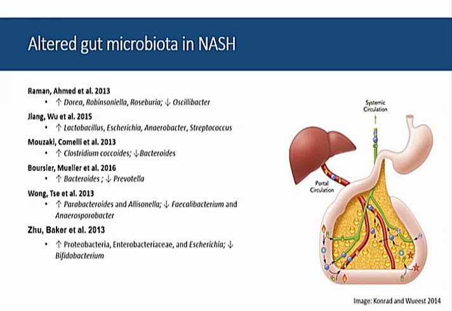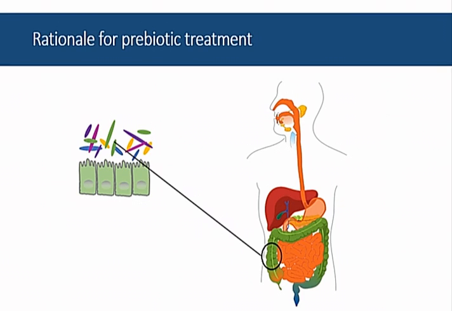Now, some of those bacteria that are increased are known to produce ethanol, so potentially that's a mechanism there as well. Other studies have also identified that there's a bacterial overgrowth in the small intestine. But overall, you can see that there's not a really consistent profile that's associated with this disease. So, if there's a dysbiosis, potentially improving that dysbiosis can have a positive impact on this disease.